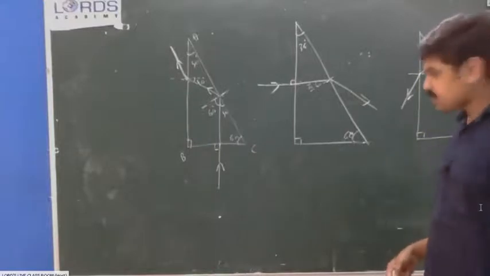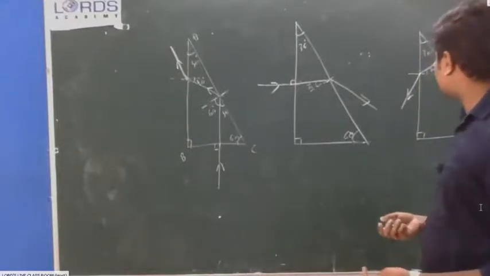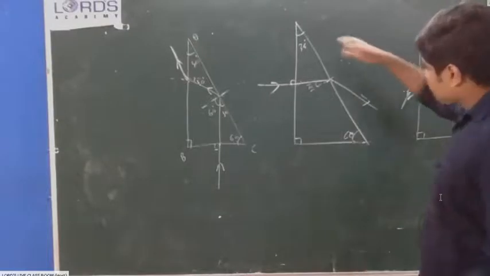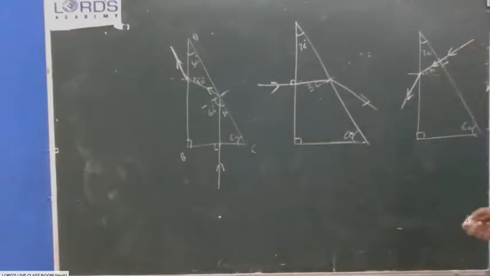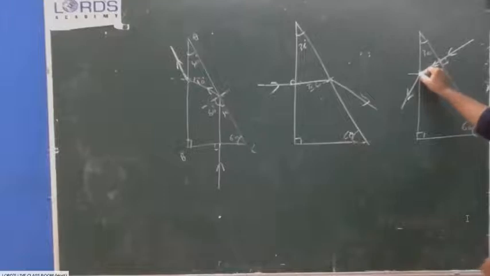Okay. Here, no need to think about it. Just you have to know which side is entering. Then here, no deviation. So, straight, reach here. Then it bends away.